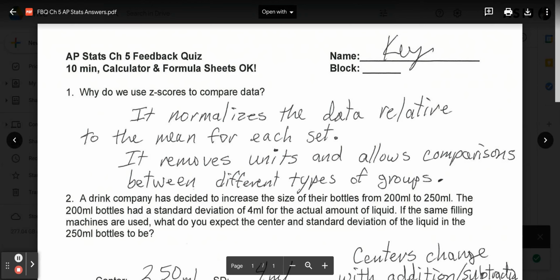So it doesn't matter what group it is, whether it's the 100-meter dash or throwing the shot put or whatever it is, you can compare things now, even though they're different events and different units.